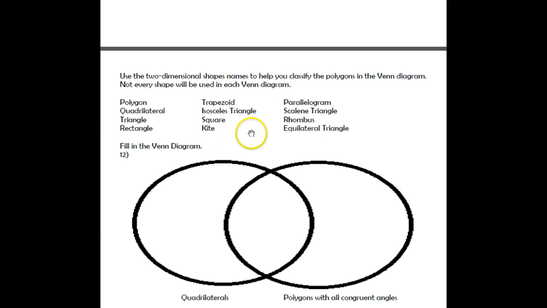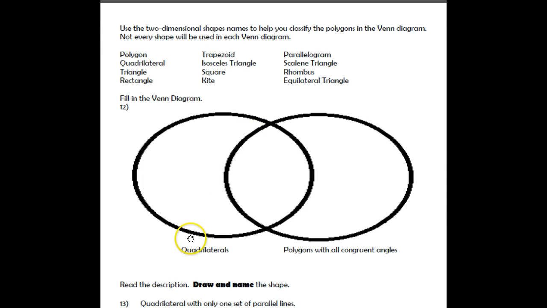So then moving on, we move into more of the classifying shapes. I gave the students a list of polygons that we've used throughout this unit, and then a simple Venn diagram in which one side is for quadrilaterals and the other side is polygons with all congruent angles. So the students can use the words up top to help them, and I did give them a note: not every shape will be used in each Venn diagram.